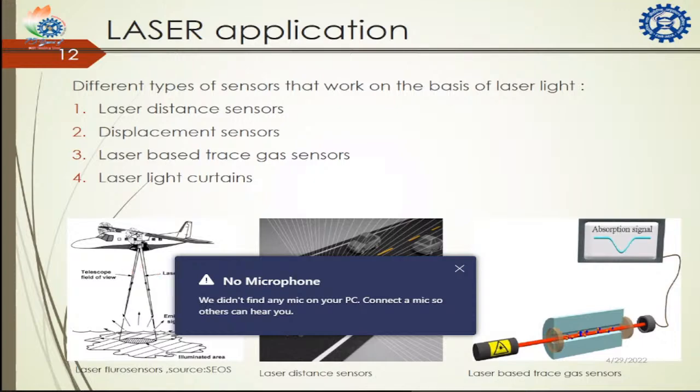Another, from the second image, is the laser distance sensor. I think it is mostly used in the automobile sector, where it is gaining popularity as lidar, the most coined term in today's autonomous vehicles. And the third image is the laser-based trace gas sensors, where laser is used to sense the different types of gas in the environment.